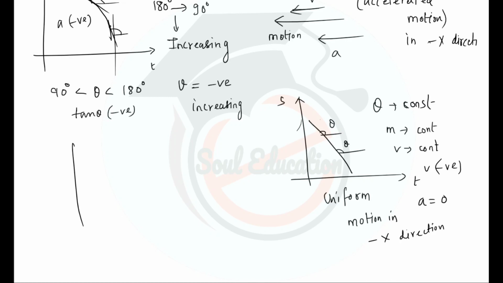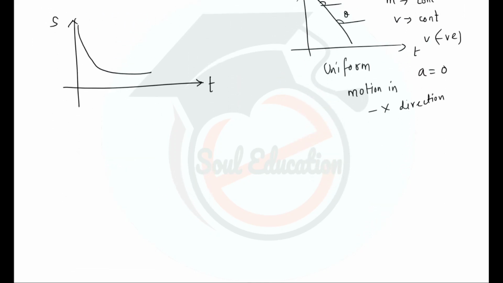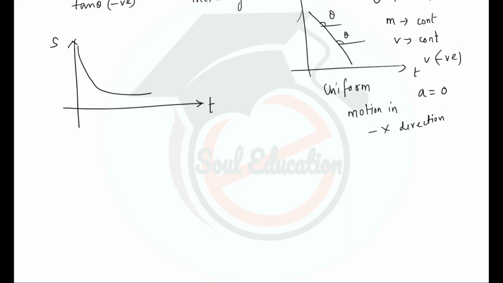Right, so next is the final graph. This is the last graph, my ST graph. Now what about my angle? The slope is like this here and here. See the angle: here it is 90 degrees, here 120 degrees, and definitely here it is 180 degrees. So as time increases, my slope and my theta increase.